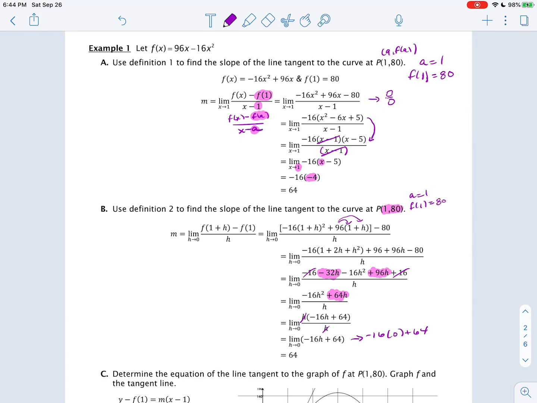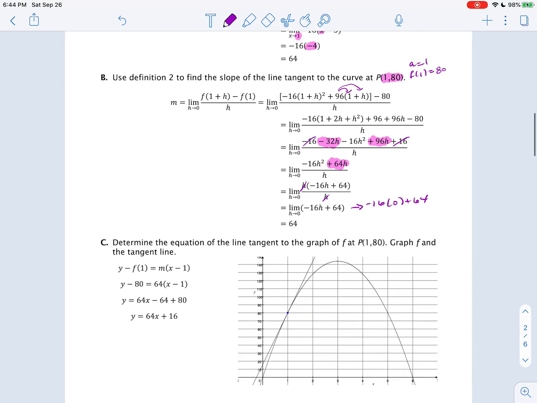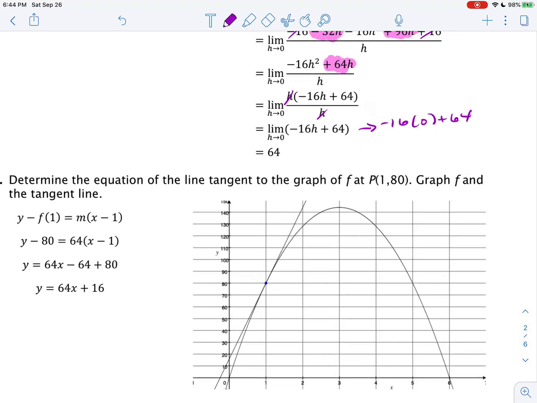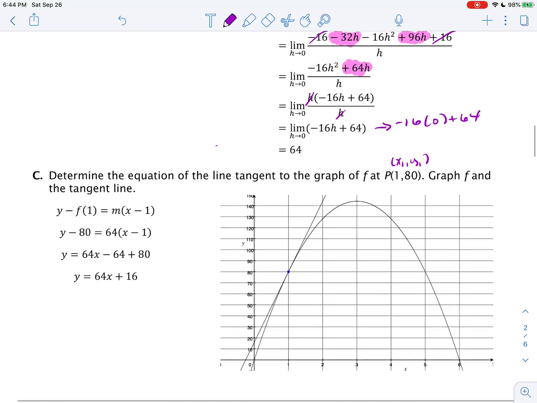And that's where we're going to go with section 2.8. All right, so that's how you find the slope of a tangent line using the limit definition. Now, how would you find the equation of the tangent line at the point (1, 80)? Don't forget that the point (1, 80) is your point, so that would be your x1, y1. And we do have that our slope, m, is going to be equal to 64.